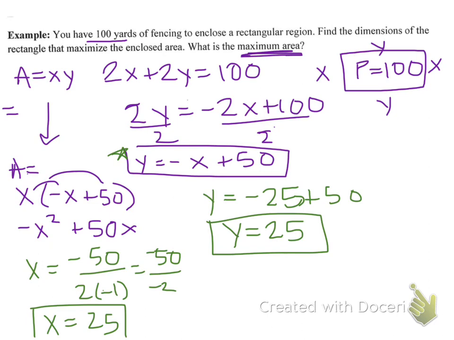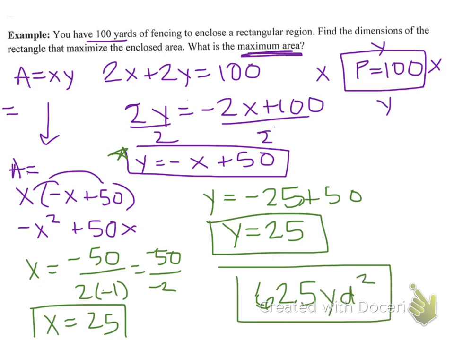But again, the directions want to know what is the maximum area of this rectangular region that is enclosed. So 25 times 25 gives me 625. And it was yards. We're talking about area, so it is yards squared. So again, if there are units given, I expect you to put units on your problem. So let's go ahead and try one more. We have 2 more to do.